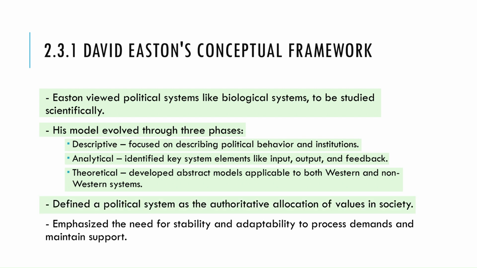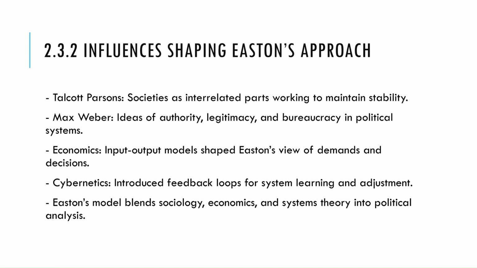Easton defined a political system as a set of interactions through which values are authoritatively allocated for society. In simpler terms, it's how society decides who gets what, when, and how those decisions are accepted as legitimate. His model emphasized stability and adaptability. A political system must process public demands and maintain support from the people in order to survive. In the next slide, we'll explore the influences that helped shape Easton's thinking, including ideas from sociology, cybernetics, and economics. Now let's understand the key influences that shaped David Easton's systems approach. His ideas didn't emerge in isolation, they were shaped by important thinkers and fields of study.